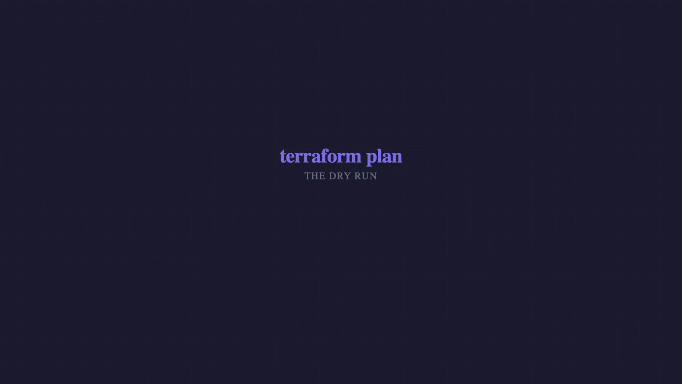Now we have all the ingredients. HCL describes what you want. The state file records what exists. The dependency graph defines the order.